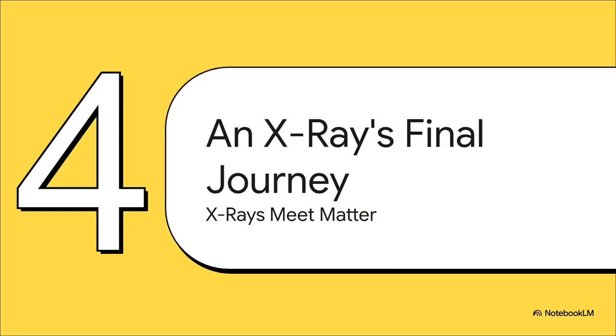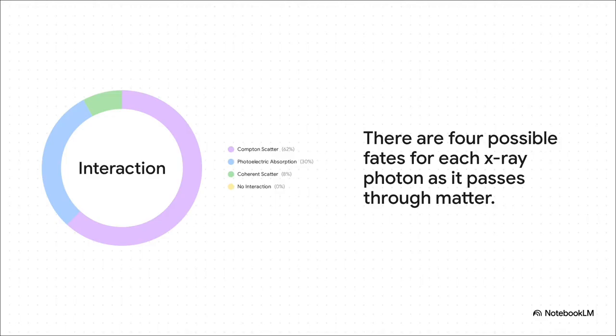So the perfect beam has been created, it's been aimed, and now it's time for its final incredible journey. We're talking about the milliseconds it takes for it to travel through your jaw. What actually happens when these little packets of energy meet the atoms inside your body? So, every single one of those photons has one of four possible fates. Most of them are going to scatter, and a good chunk will get absorbed. But what we're really interested in is that tiny fraction that manages to pass all the way through without interacting with anything at all. Because believe it or not, those are the ones that actually make the picture.